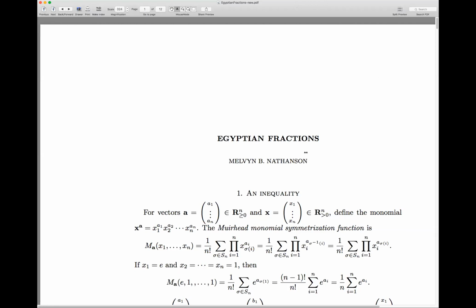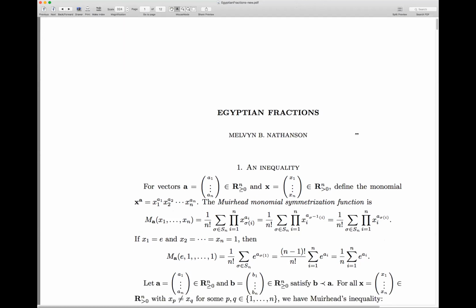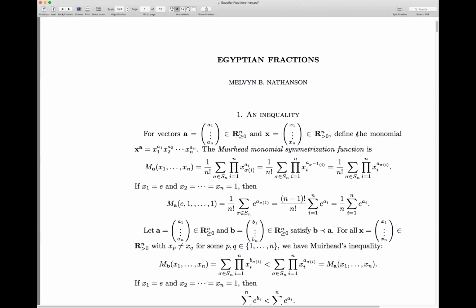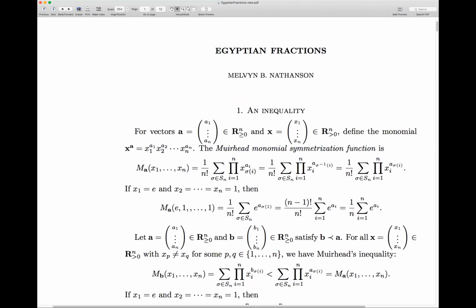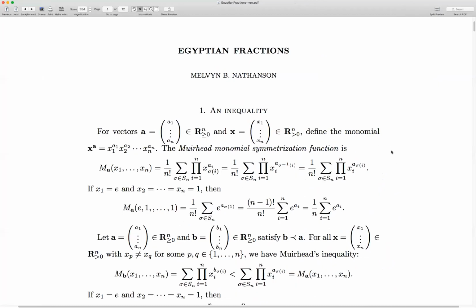So is this paper visible? Yes, okay. And I can try to make it bigger if I can. Maybe I don't know how much that helps.